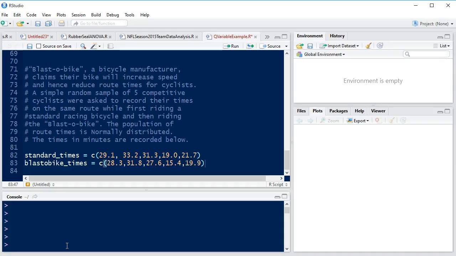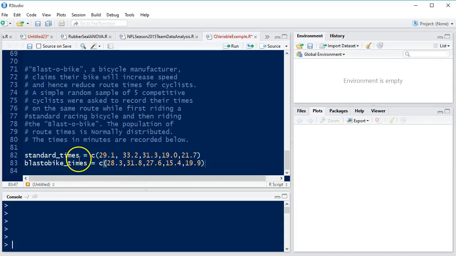A simple random sample of 5 competitive cyclists were asked to record their times on the same route while first riding a standard racing bicycle and then riding the Blastobike. The population of route times is normally distributed and the times in minutes are recorded below. So the standard times are here and the Blastobike times are here.